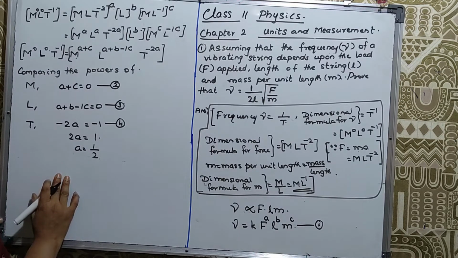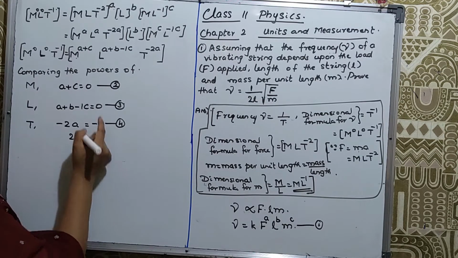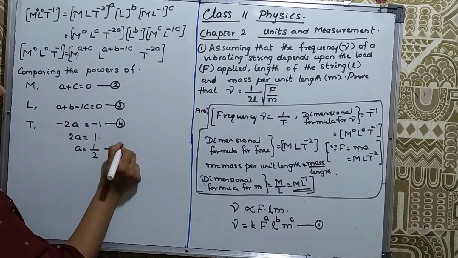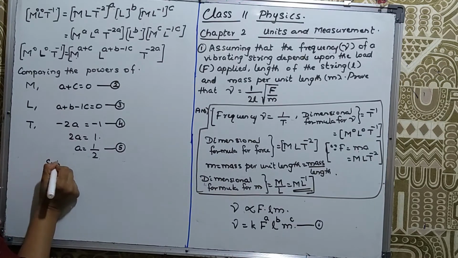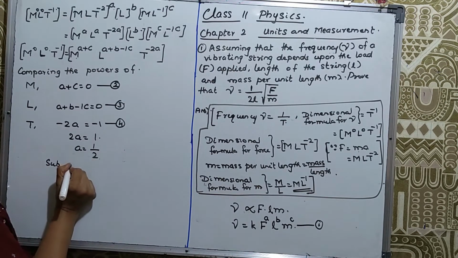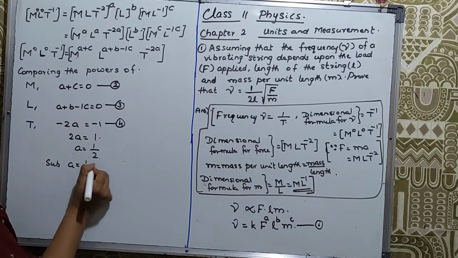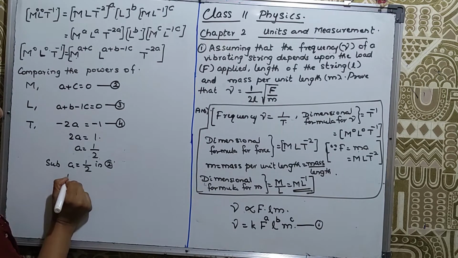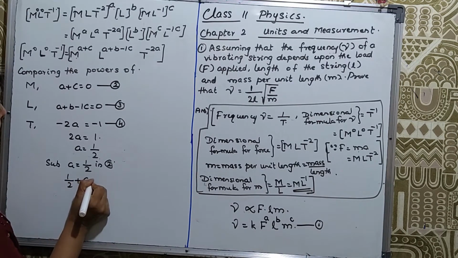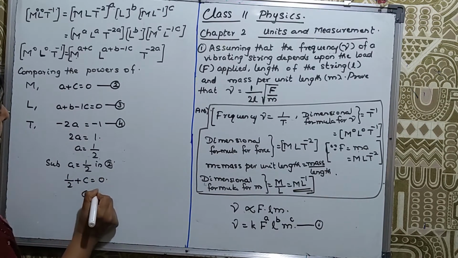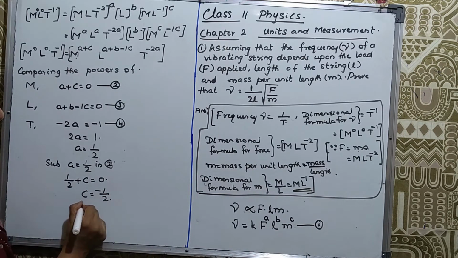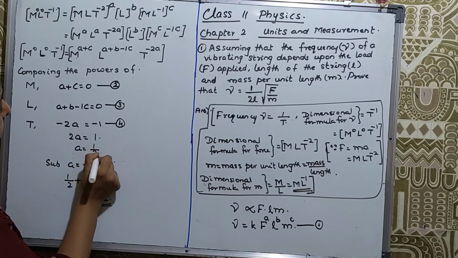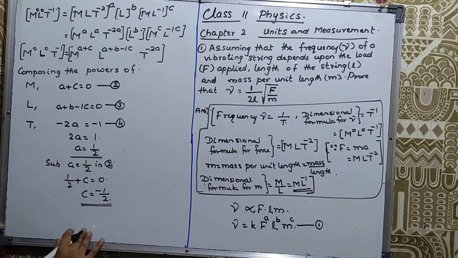Now after getting the value of a, we can substitute the value of a in equation number 2. I am just writing equation number 5. Substituting a equal to half in equation number 2, it will be half plus c equal to 0. So what will c be equal to? Minus half. So you got c also, and a also. a and c now you got.